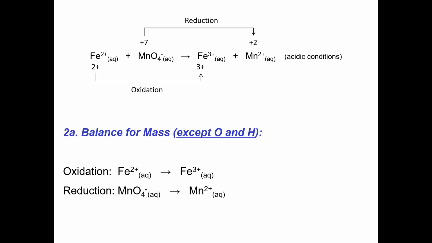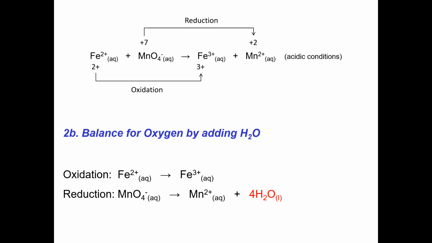So the first step in balancing for mass when we have acidic conditions, in fact for any conditions, you can just do this every time, is to balance for every atom except oxygen and hydrogen. And that's particularly easy in this case because in our first reaction we have one iron on both the left and the right of the arrow, and we have one manganese on both the left and the right of the arrow.